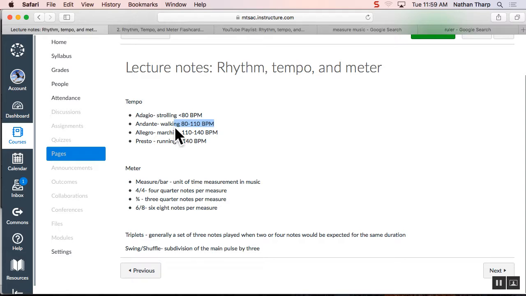AC/DC plays in this range because you should be sitting there drinking your beer, not dancing, right? Michael Jackson, however, is going to move you up here a little bit because he's going to want you to move a little bit. So that's going to speed up to 110 and 140. You get above 140, you're sprinting and running.